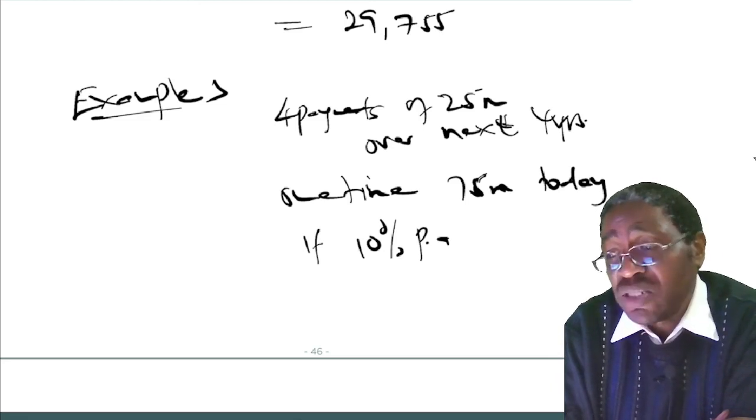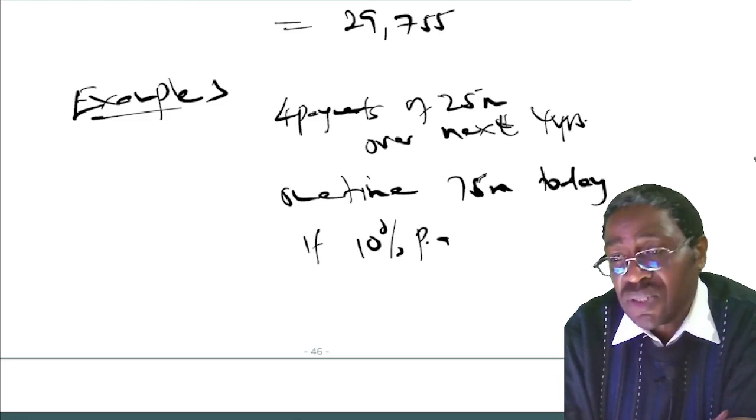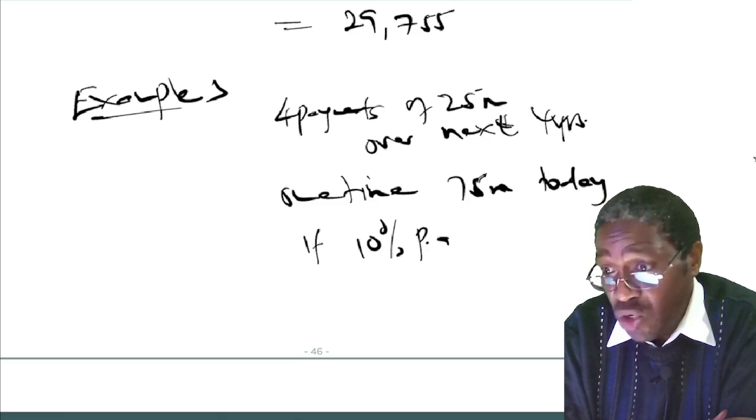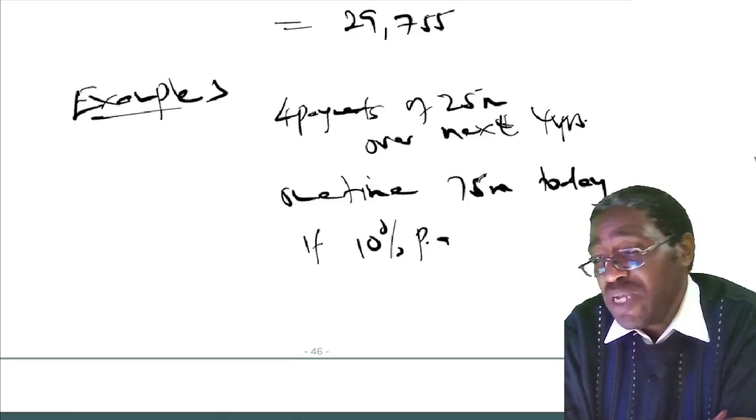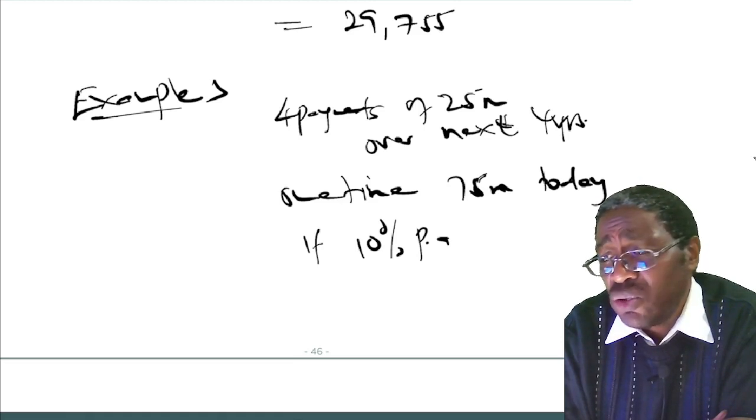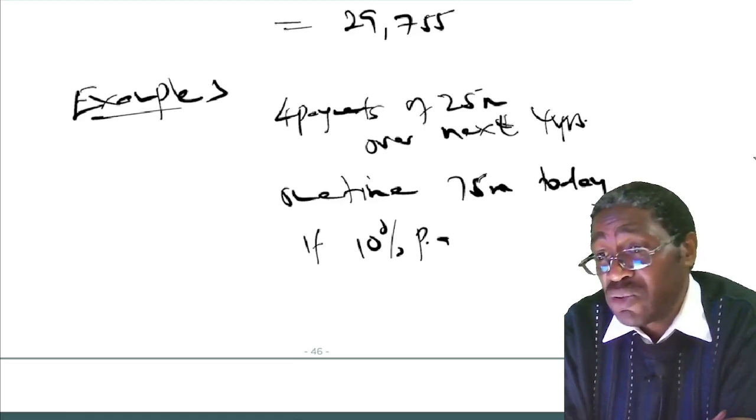So you have won a lottery. These guys want to give you your money. One option is to take 4 payments of 25 million each, which means in total you will take 100 million. 4 times 25 is 100 million.